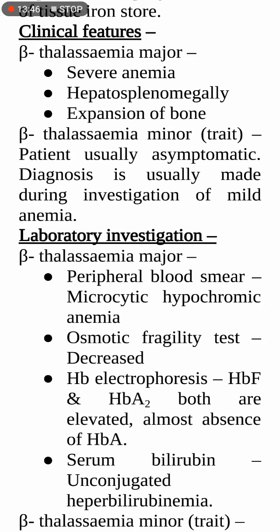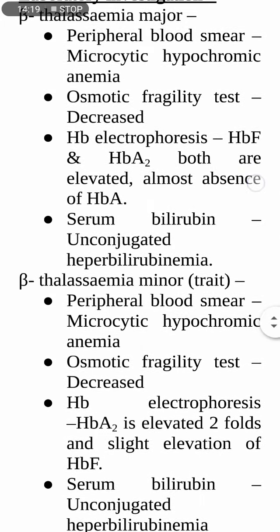So how will you investigate beta thalassemia major? First of all, you do the peripheral blood smear, which shows microcytic hypochromic anemia. Next, the more important test, that is the osmotic fragility test. It shows decreased osmotic fragility. Next, the hemoglobin electrophoresis. It shows fetal hemoglobin elevated and almost absence of adult hemoglobin. Next, you see the unconjugated hyperbilirubinemia.